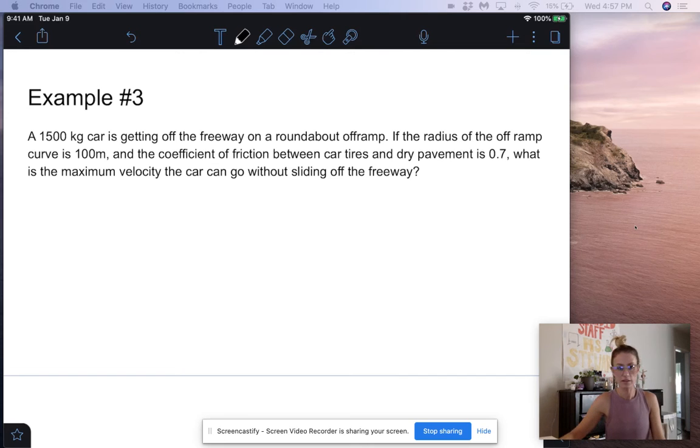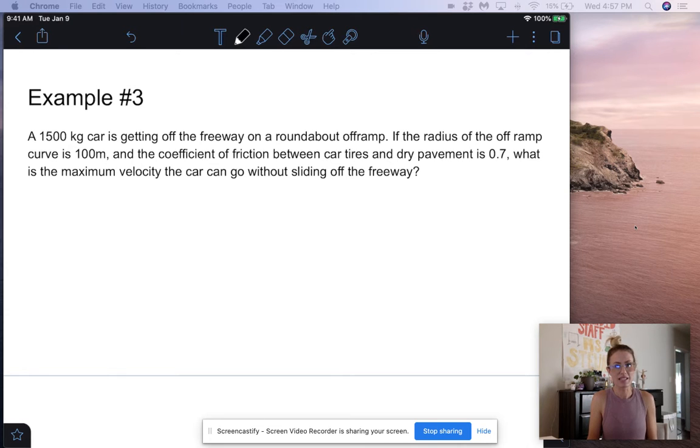All right, third and final example for our centripetal force, circular motion. We have a 1,500 kilogram car getting off the freeway on a roundabout ramp. If the radius of the off-ramp curve is 100 meters and the coefficient of friction between the car tires and the pavement is 0.7, what is the maximum velocity the car can go without sliding off the freeway?